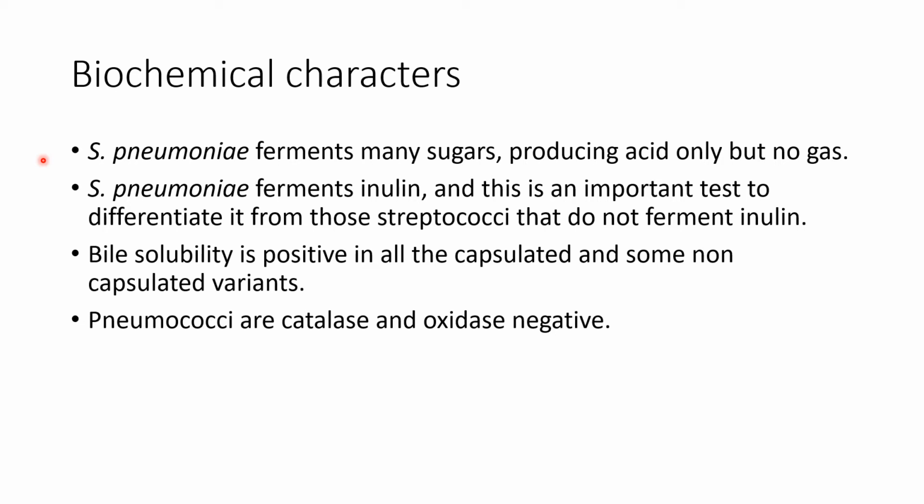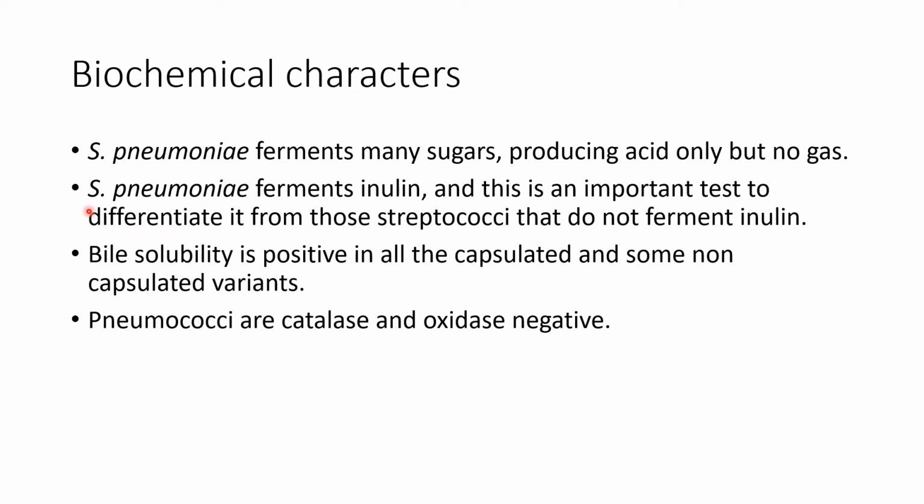Coming to the biochemical characteristics, Streptococcus pneumoniae ferments many sugars, but while fermenting they produce only acid and not gas. And this is one special substance that you need to remember, which is fermented by Streptococcus pneumoniae. Inulin. Inulin is a polysaccharide which is produced by many plants, many different types of plants, and it has been industrially extracted from plants like chicory.